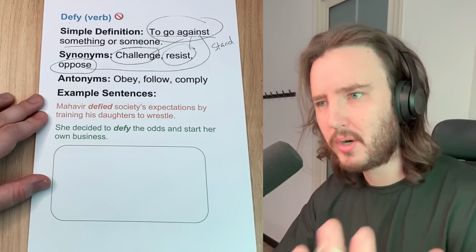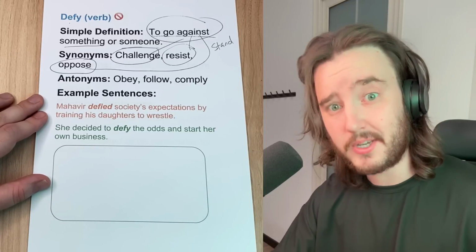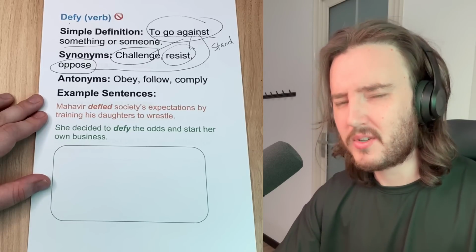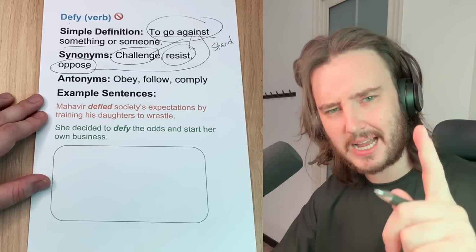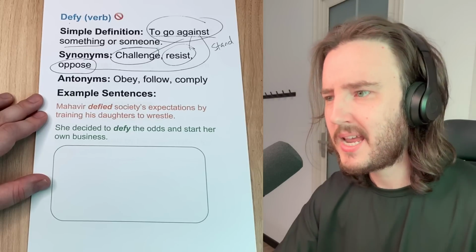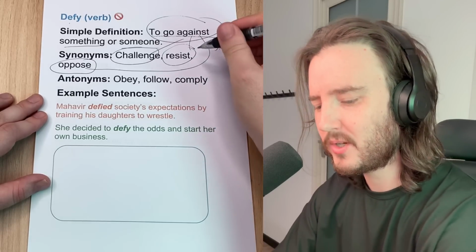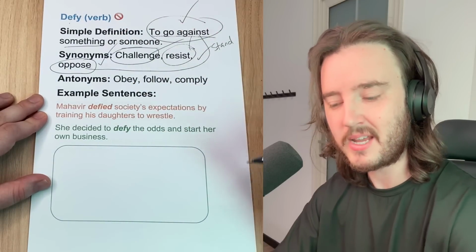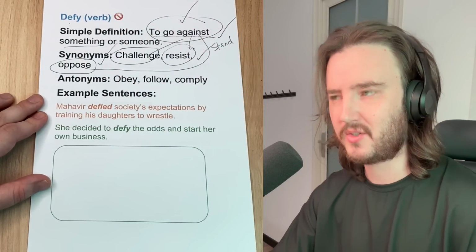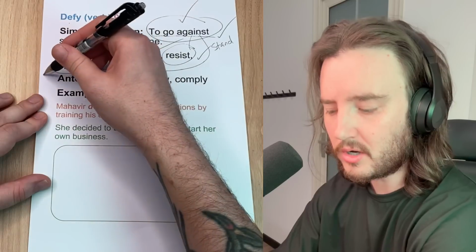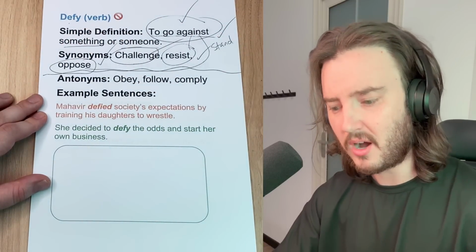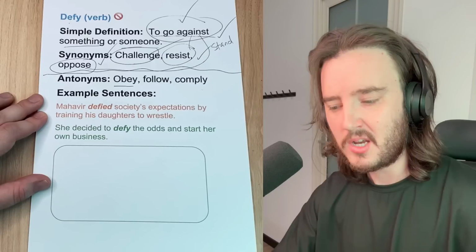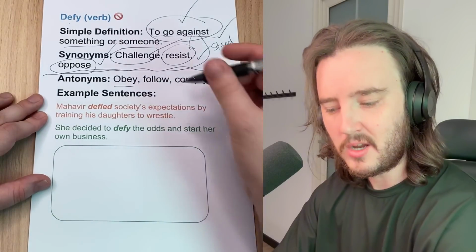Basically, there is a person or an idea that you disagree with. You don't agree with this idea, so you decide to defy it. You say, I don't like this. I disagree. I'm challenging this. I'm resisting this. I'm opposing this. I'm going against this. I'm taking a stand against this, okay? Those are all synonyms.